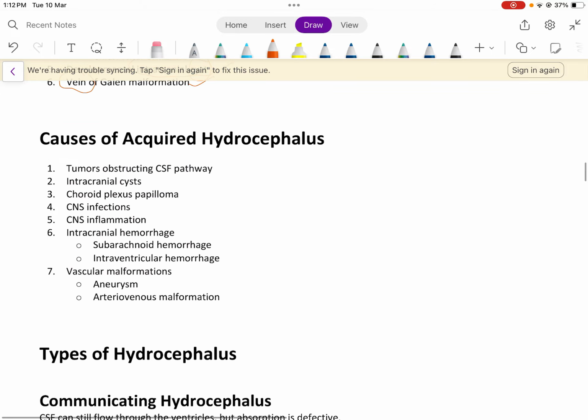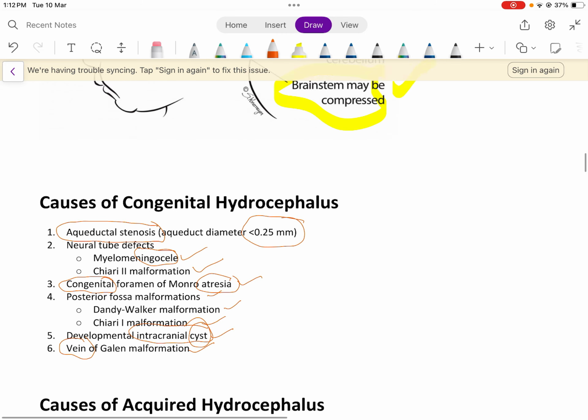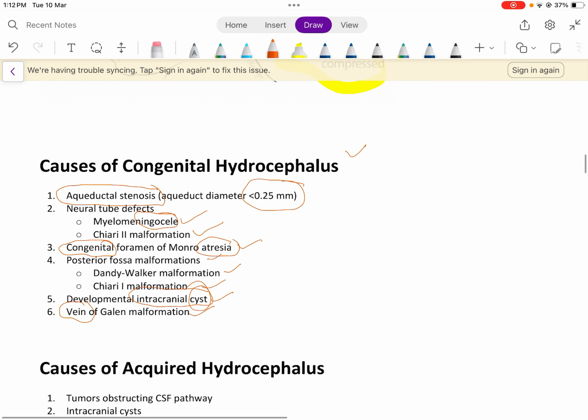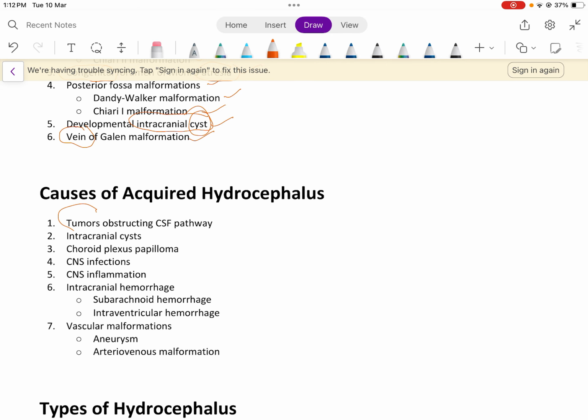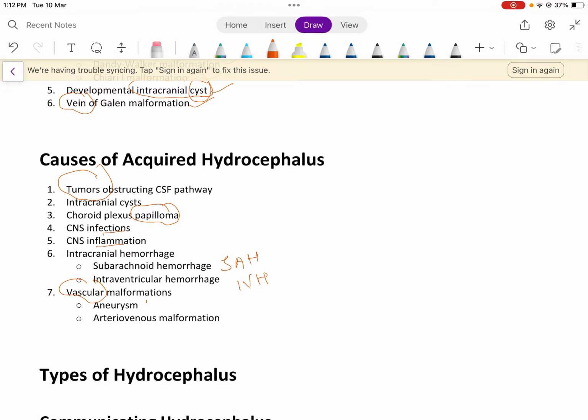Causes of acquired hydrocephalus: the previous ones were all congenital, since birth. Acquired ones are tumors, which can obstruct the CSF pathway, intracranial cyst, and choroid plexus papilloma. A papilloma will cause increased secretion. We can have infections, inflammations, and intracranial hemorrhages like SAH, then IVH, intraventricular hemorrhage, and vascular malformations like aneurysms and AVMs, arteriovenous malformations. So remember tumors, papillomas, infections, inflammations, cyst, hemorrhage, and vascular conditions.